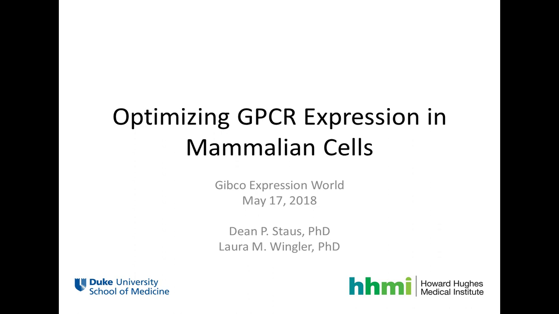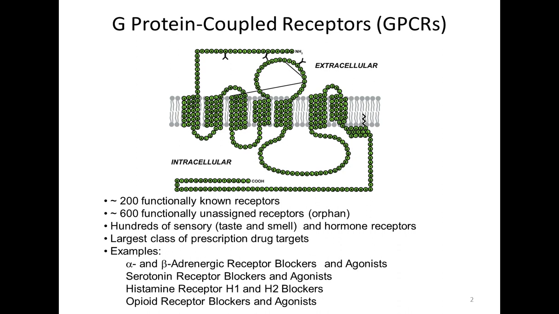Okay, great. Thank you. So Laura and I today will divide and conquer and tell you a little bit about the work that we've done in the lab that's trying to express GPCRs, or G protein-coupled receptors, in mammalian cells for large-scale biophysical and structural work. So a little background before we get into the nitty-gritty.